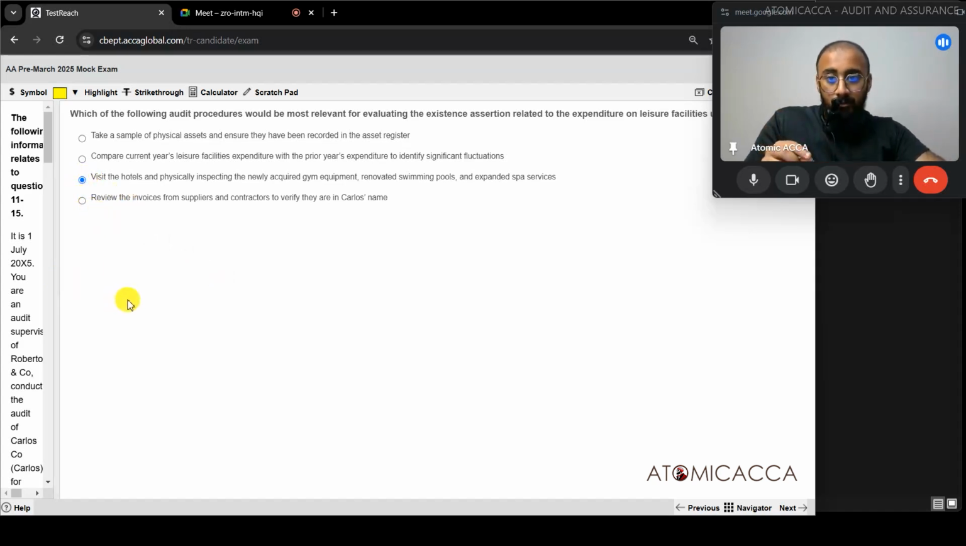Review the invoices from the suppliers and contractors to verify they are in Carlos' name. Now, if you look at the documents and see if it is in Carlos' name, this will only give you an idea about whether these are owned by Carlos or not. That means this is going to give you the assertion about rights and obligations, and it is not about existence. So option D is also not the answer. That means option C is our final answer.